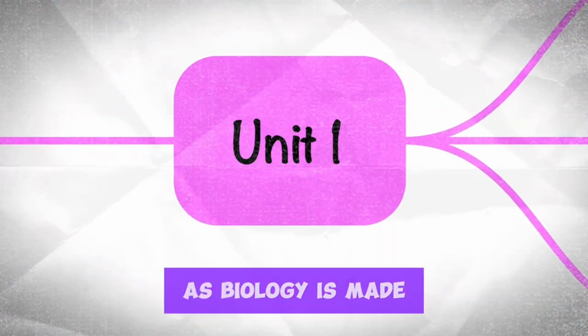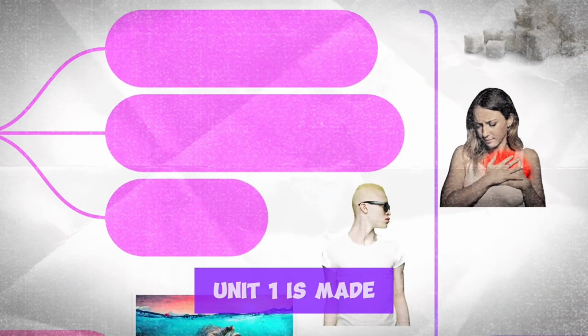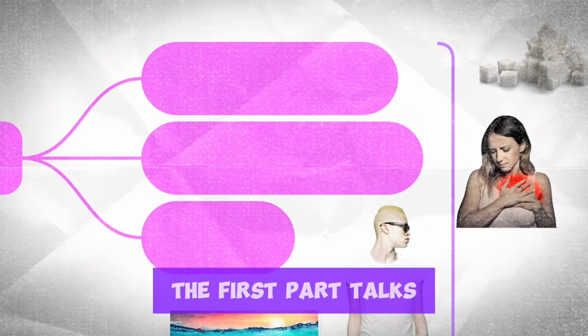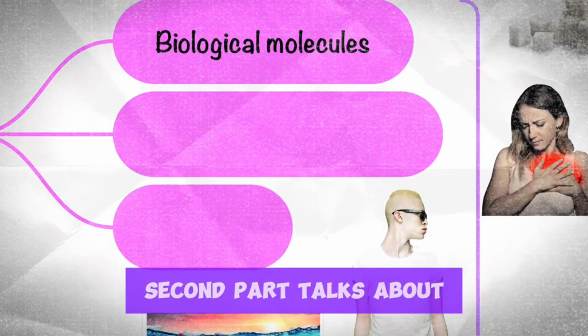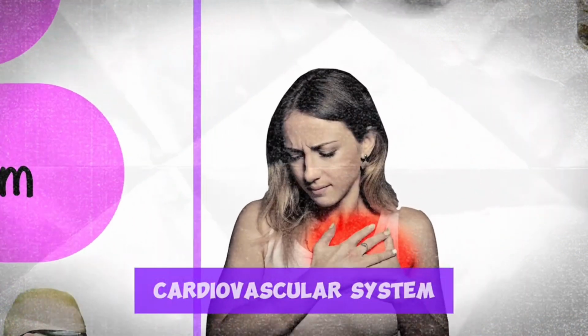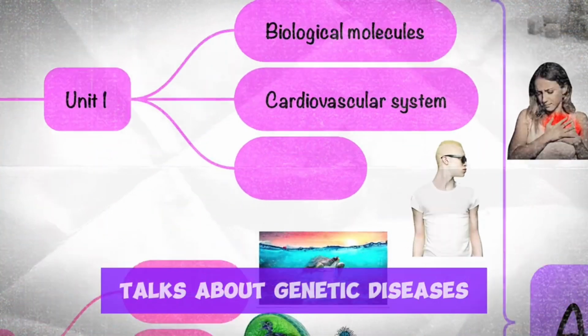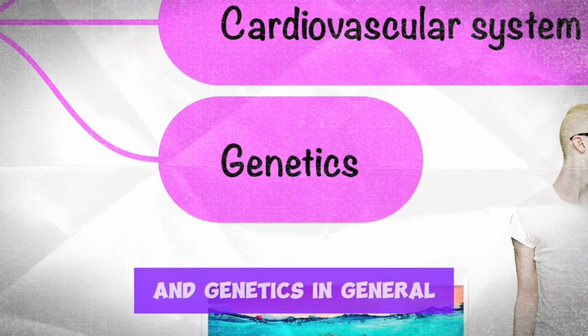AS biology is made up of 3 units. Unit 1 is made of 3 parts. The first part talks about biological molecules like carbohydrates and proteins. Second part talks about cardiovascular system, and the third part talks about genetic diseases and genetics in general.